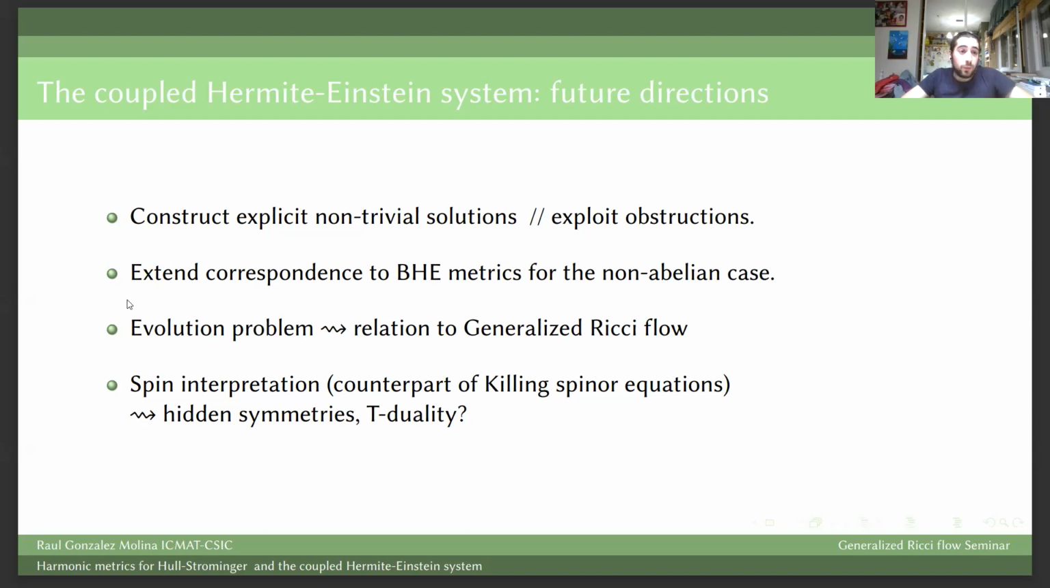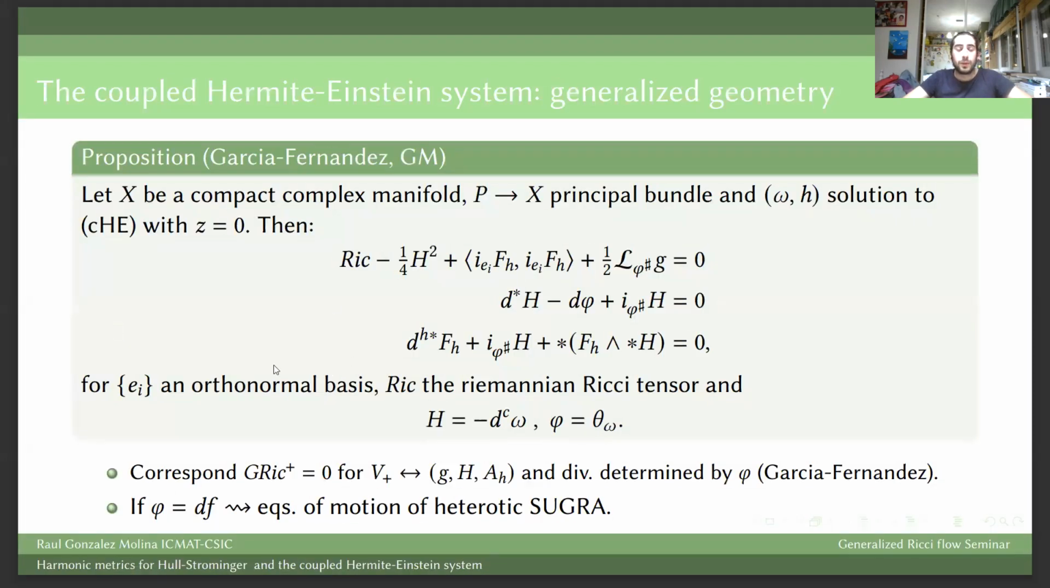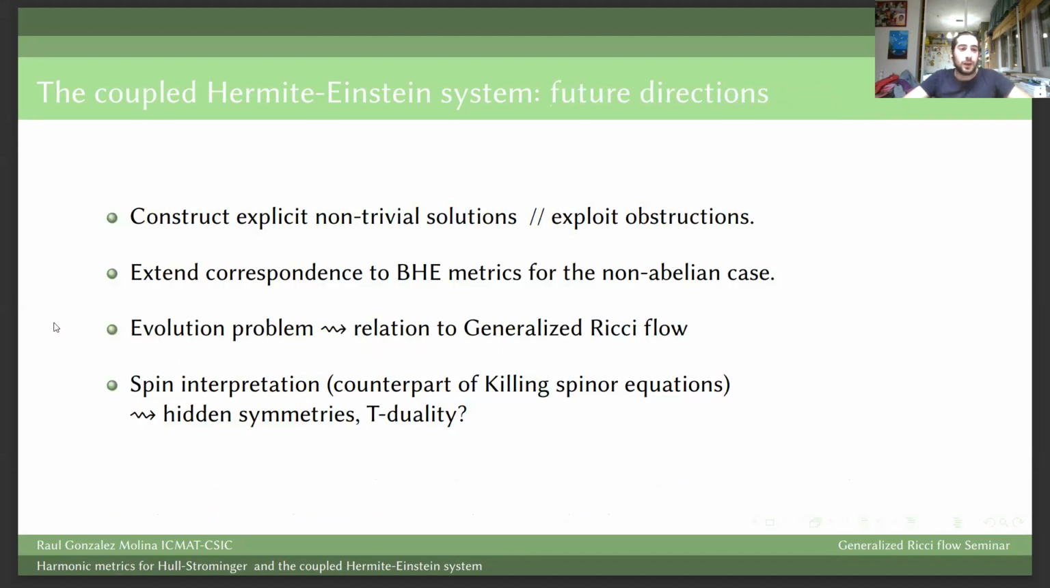One other thing one would like to do is to understand these equations as an evolution problem. So maybe we are not able a priori to find a solution, but we can set some flow using this Riemannian reformulation, for example, to actually find convergence to a solution. Something that could follow Streets' ideas on the generalized Ricci flow. We could try to find a relation with this generalized Ricci flow. And one thing that is totally conjectural from this point is to find a spin interpretation of the coupled Hermite-Einstein system.